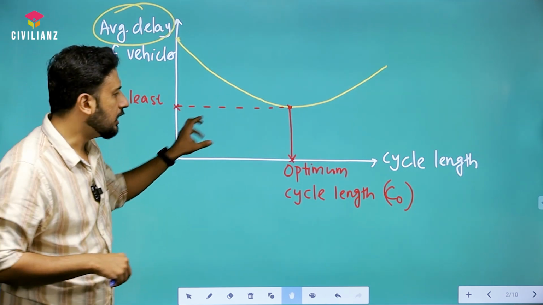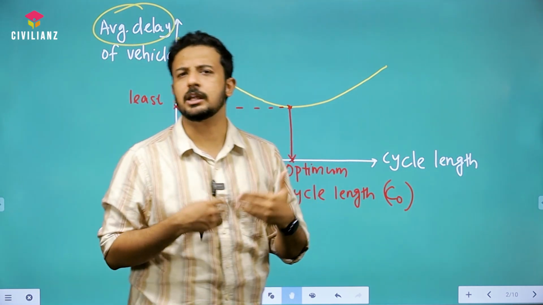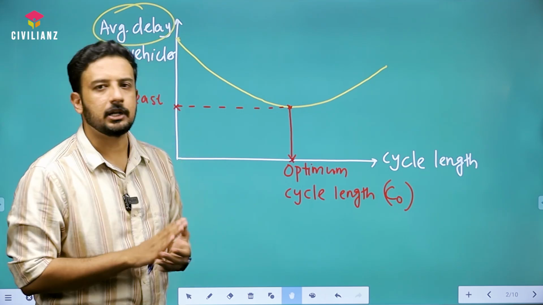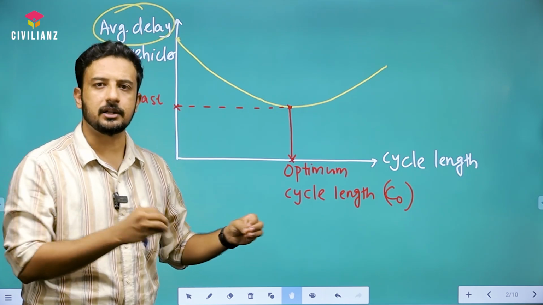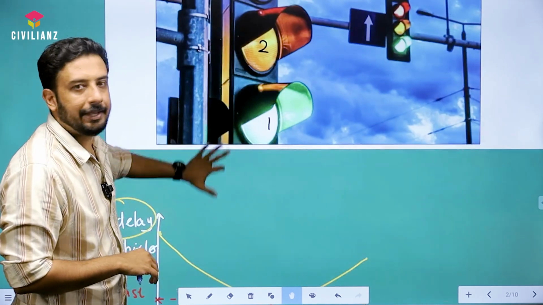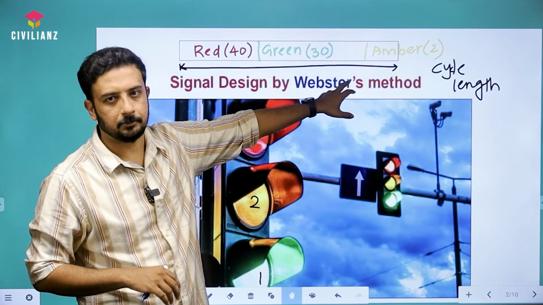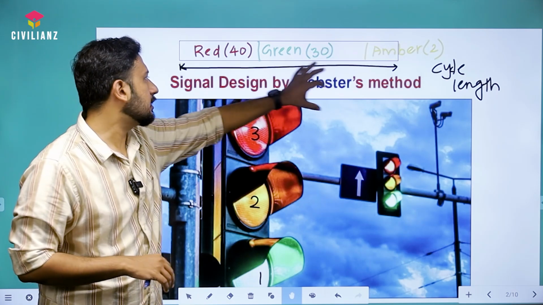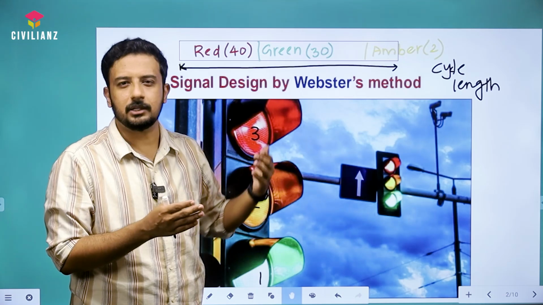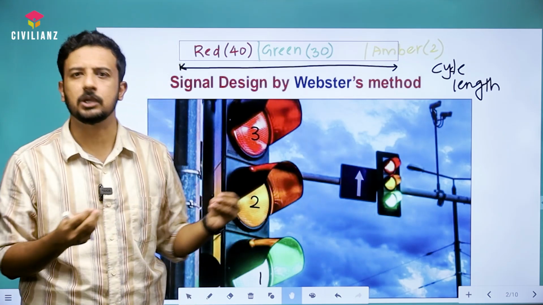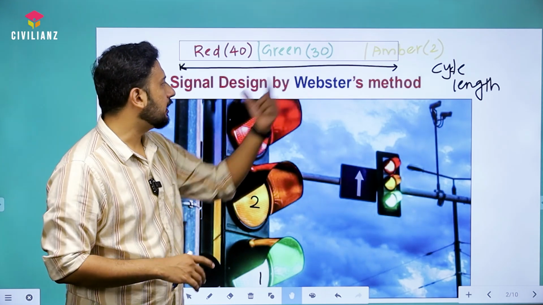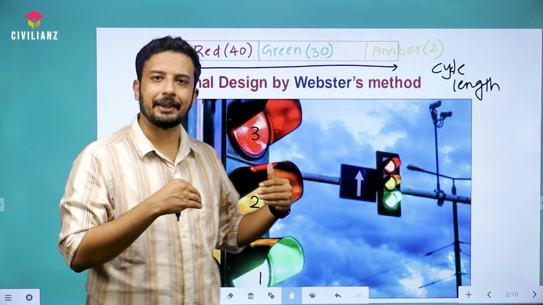Okay, so to find this C0 value, we have lots of methods. Many traffic engineers came forward with different equations, and finally IRC, the Indian Roads Congress, has accepted the design given by the traffic engineer Webster. That's why we are studying the signal design by Webster's method. It's an empirical equation. We need to learn that equation by heart. There is no proof for that equation. That's what we call an empirical equation, and the empirical equation given by Webster got accepted by IRC.